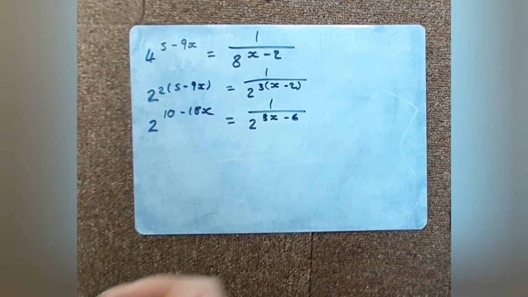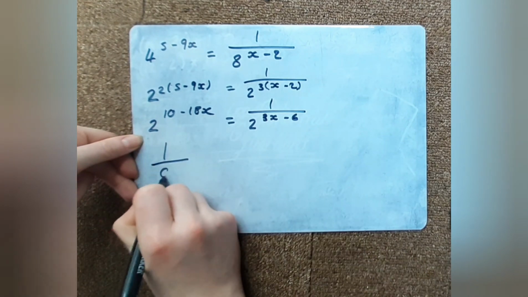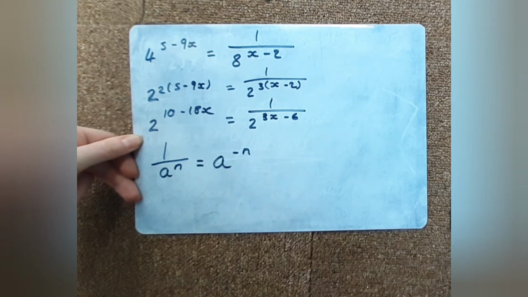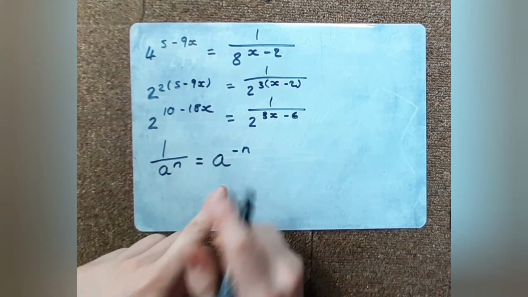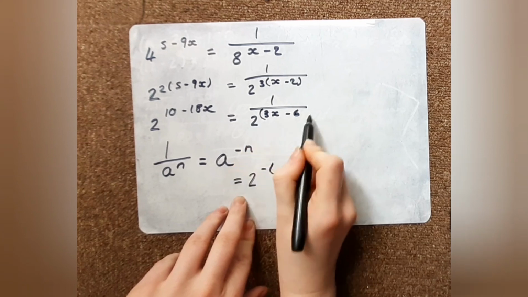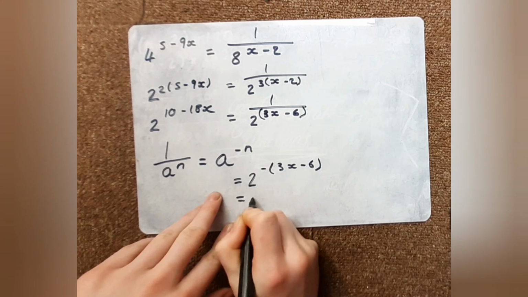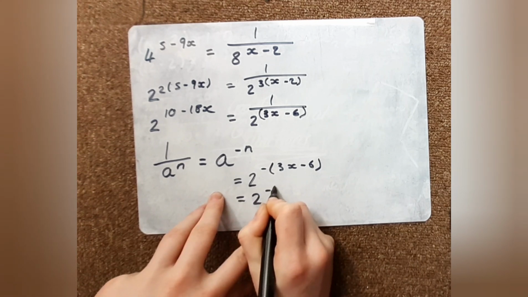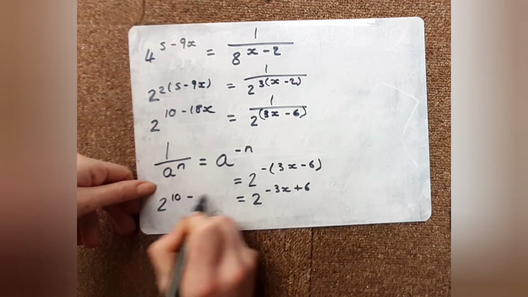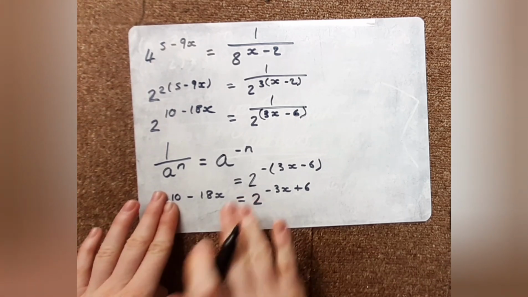Now, whilst it still looks a little bit intimidating, we have a rule in which 1 over a to the power of n is equal to a to the power of minus n. So we can manipulate this side into 2 to the power of minus, and then this section here, 3x minus 6. So it'll be 2 to the power of minus 3x plus 6. And that's again equal to 2 to the power of 10 minus 18x. And just like the last question, both bases are the same, so we can ignore them.